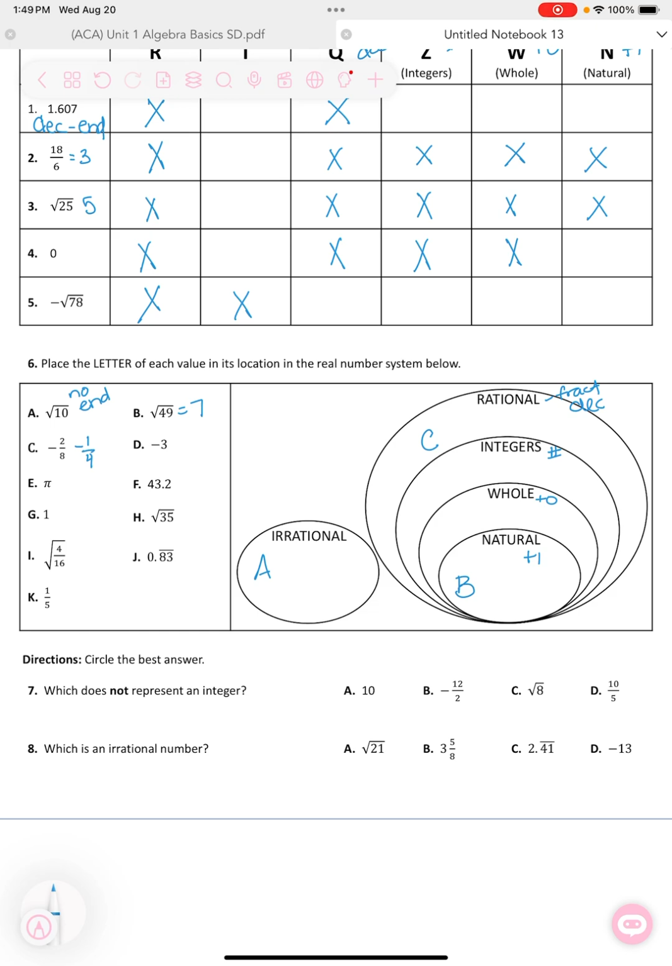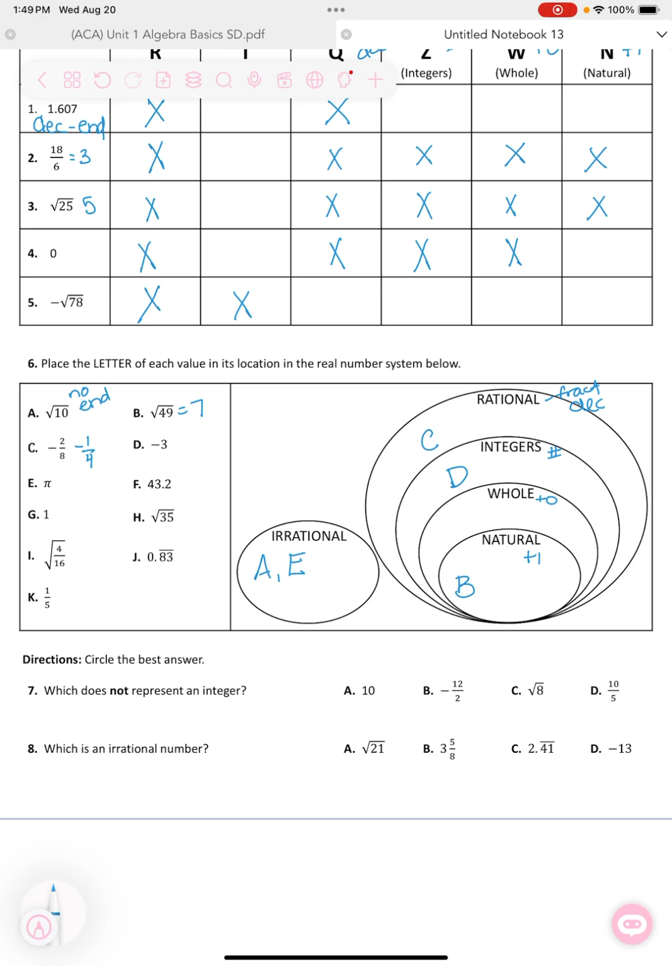Negative 3 is a nice number. So it's going to go in the rational category, and then we decide if it's going to jump to integers, which it is going to be an integer because it goes from negative infinity to positive infinity, and it's not going to be a whole number or a natural number because those are for 0 and 1. Pi was one of our prime examples of a number that goes on and on forever, so that's going to go in the irrational.